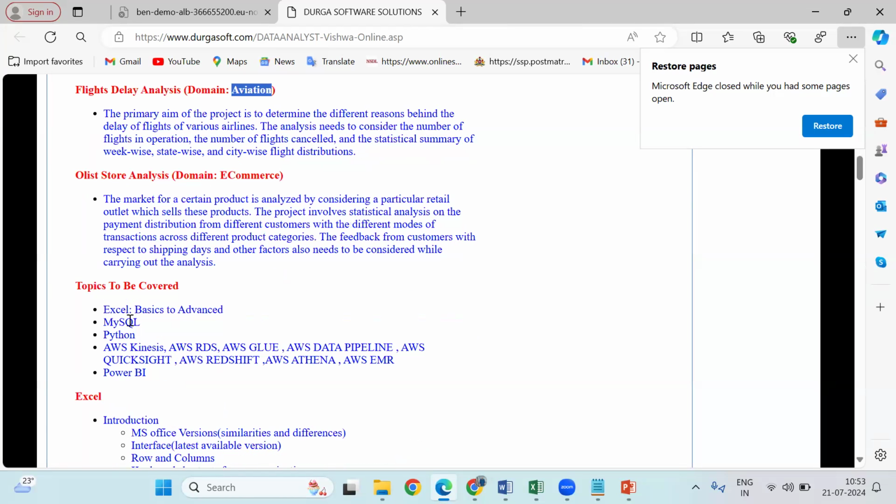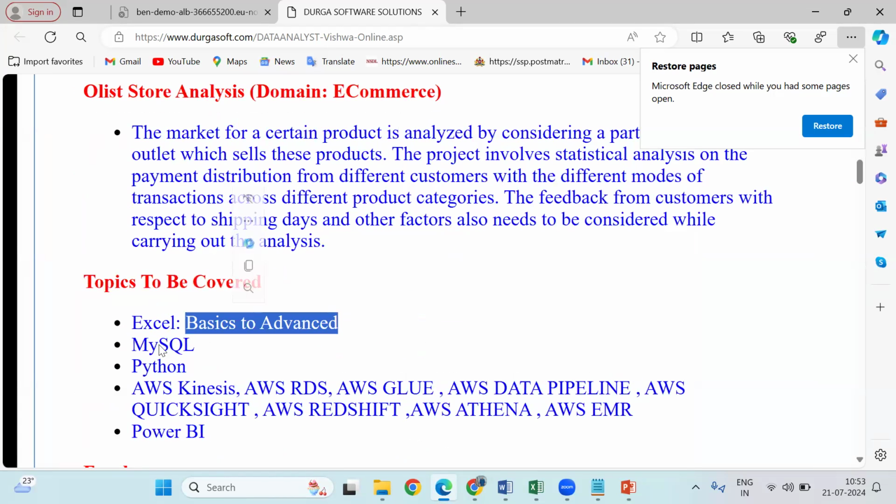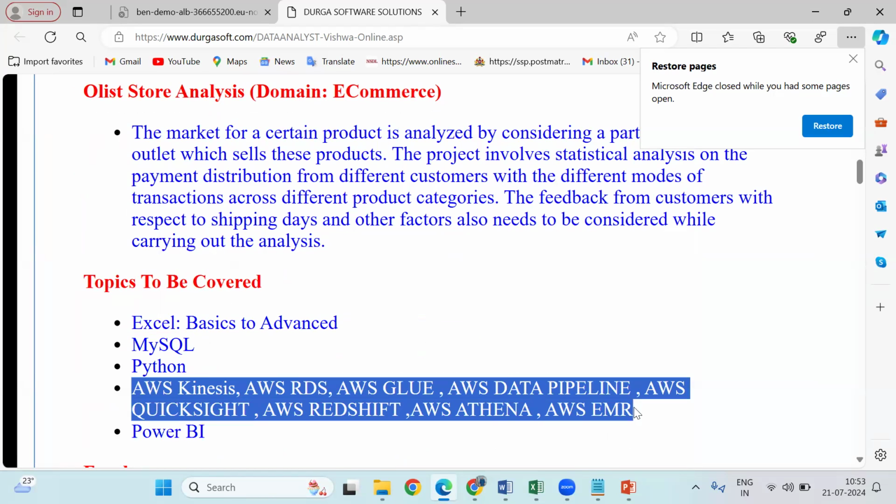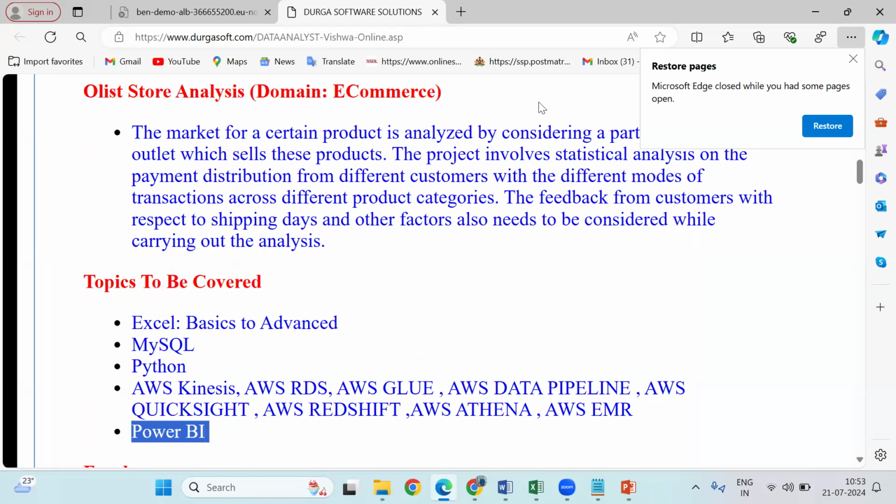And what are the topics I'm going to cover here? Basic to advanced Excel, MySQL database, Python, cloud data analysis, and Power BI. Okay, right? So Jyoti, do you know Excel?